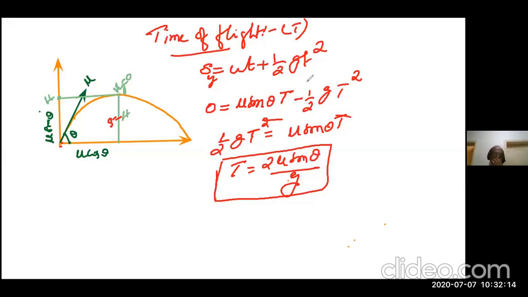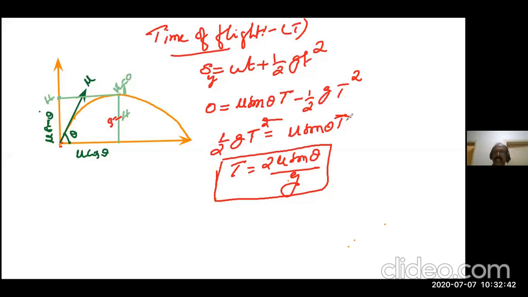Sir, how did we remove the square? This t squared means t into t, isn't it? The right side has 1 t. So 1 t will cancel, right? Half g t into t is equal to u sine theta into t. This t will cancel. Is this over? Yes, sir.